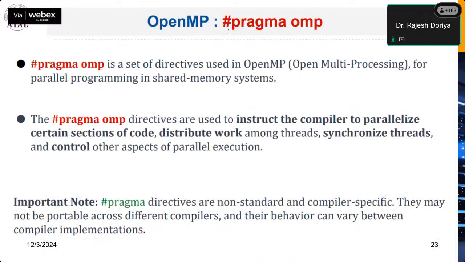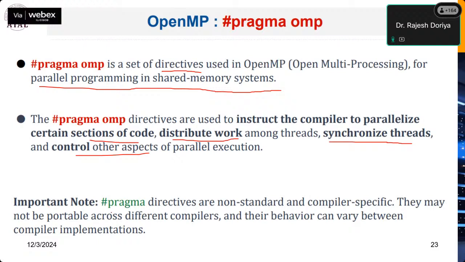Now, #pragma omp. This is the thing which you need to specify at the beginning of each and every OpenMP program. As stated, #pragma omp is a set of directives used in OpenMP, which is Open Multi-Processing, for parallel programming in shared memory systems, right? The #pragma omp directives are used to instruct the compiler to parallelize certain sections of the code, distribute the work among the threads, and tell where exactly the threads can synchronize with each other. And of course, it gives control over other aspects of parallel execution.